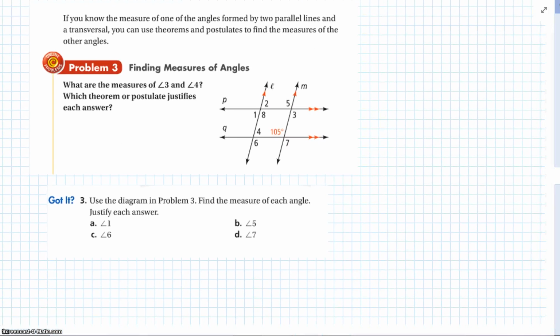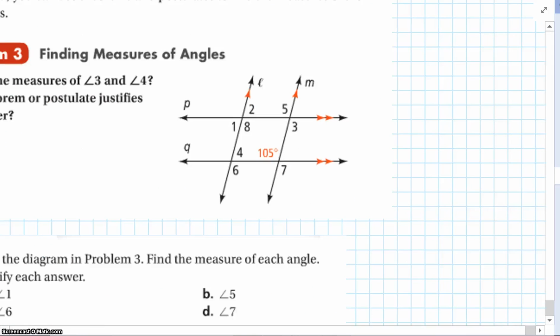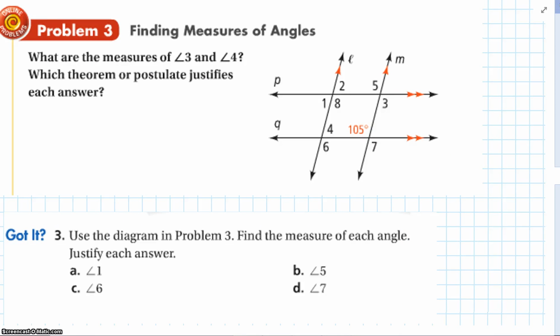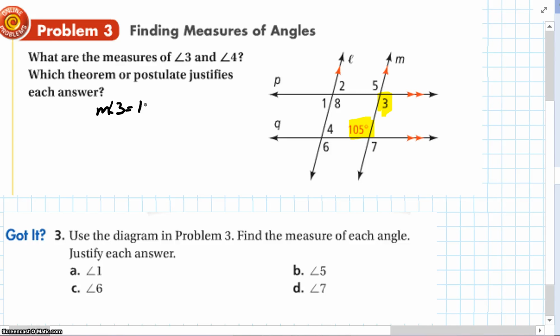All right, so if you know the measure of one angle formed by two parallel lines and the transversal, you can use theorems and postulates to find the measures of all the other angles. So the question in number 1 is, what are the measures of angle 3 and angle 4? All right, so everything's parallel. So angle 3 is alternate interior angle to 105, so we know the measure of angle 3 must be 105.